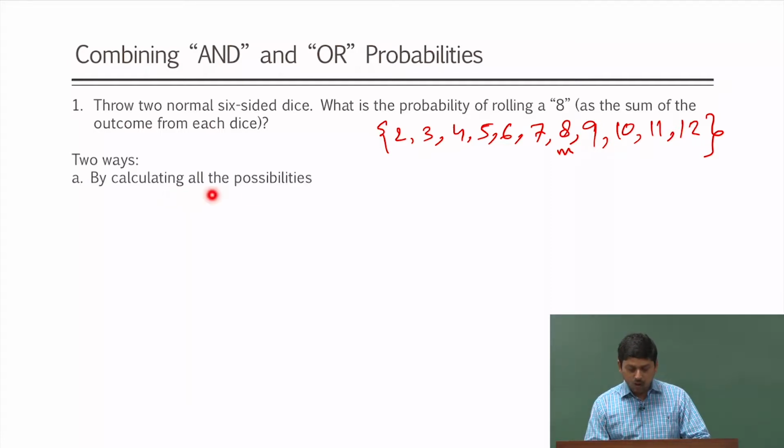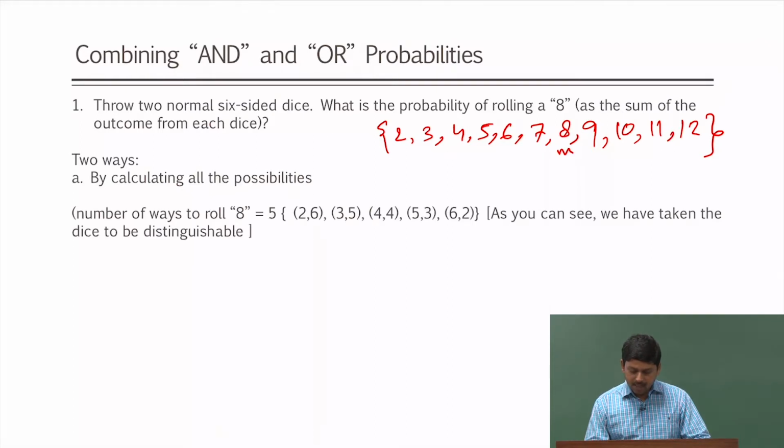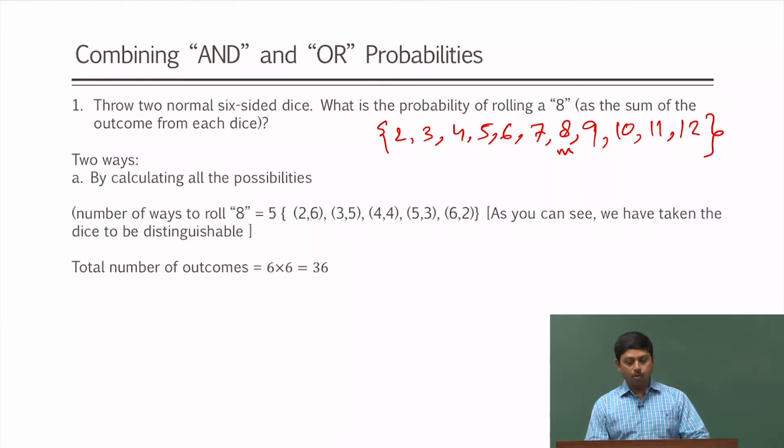One way is by calculating all possibilities, which means the number of ways to roll an 8 is either we roll 2 6, that means first die is 2 and second die is 6, or we roll 3 5, or we roll 4 4, or we roll 5 3, or we roll 6 2. We roll any of these 5 and we will get an 8. So, we know all 5 ways of getting an 8, and what is the total number of outcomes?